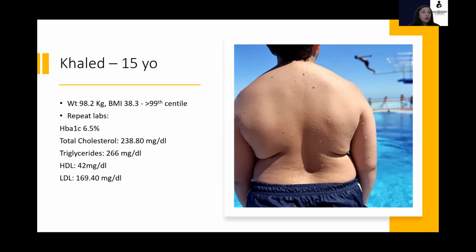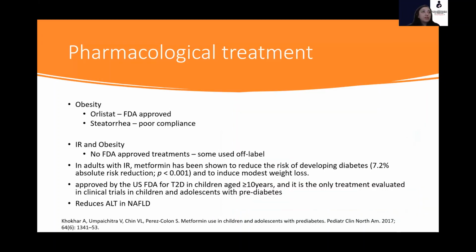So, going back to Khaled again. Khaled tried the lifestyle intervention. He was seen by a dietitian. He tried to exercise. Unfortunately, his weight kept going up and his BMI continued to increase. His labs worsened. His HbA1c was now in the diabetic range, with also persistent dyslipidemia. So what are our options in terms of pharmacologic treatment?